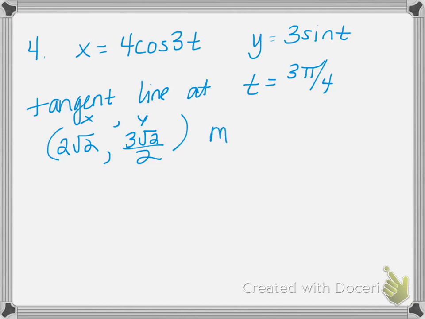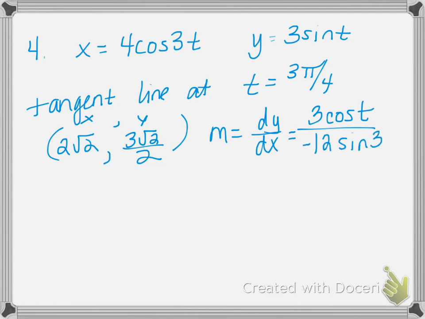You also need your slope, and your slope is the dy/dx, which in this case you just find the derivative of the top, which is 3 cosine of t, and then you find the derivative of the x, which would be -12 sine of 3t.